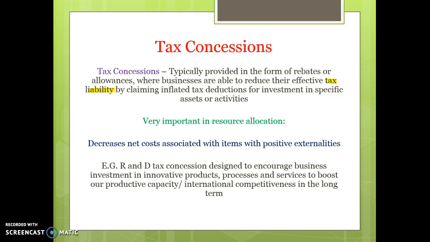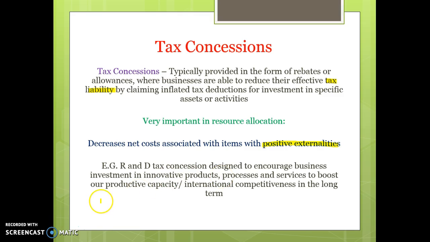So basically what it is, it's reductions in tax for businesses if they invest in certain areas or activities. It's important because it decreases the costs of certain things, particularly investment in areas with positive externalities. So for example, research and development tax concessions are designed to boost investment in innovative ideas and ways to produce.